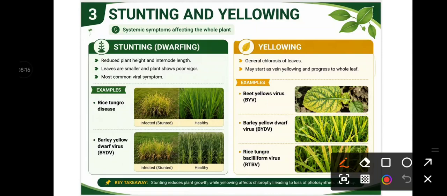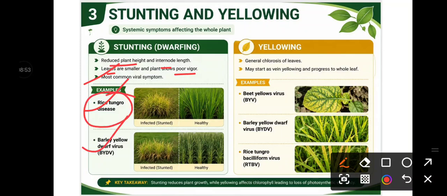What happens in stunting? The plant height is reduced, and why? Because of reduction in internodal length. Leaves also become smaller and the plant will show poor vigor. This is the most common symptom in most viral diseases. Stunting and yellowing are the most common symptoms for plant viruses. Examples of viruses producing stunting are rice tungro virus and barley yellow dwarf. This rice tungro is very important.